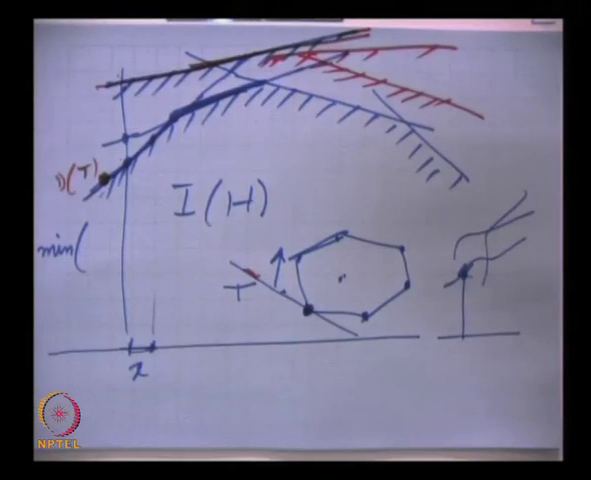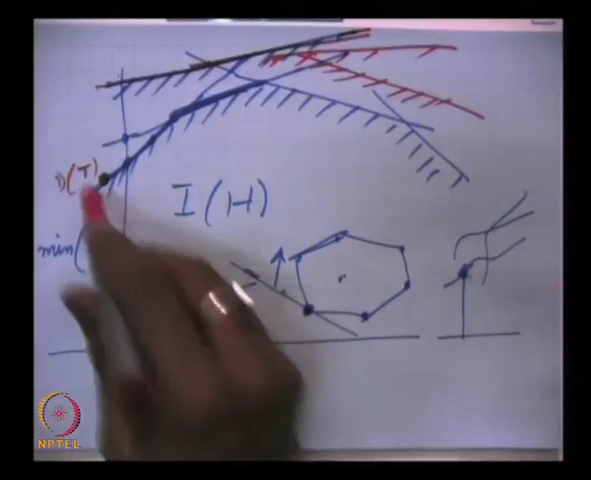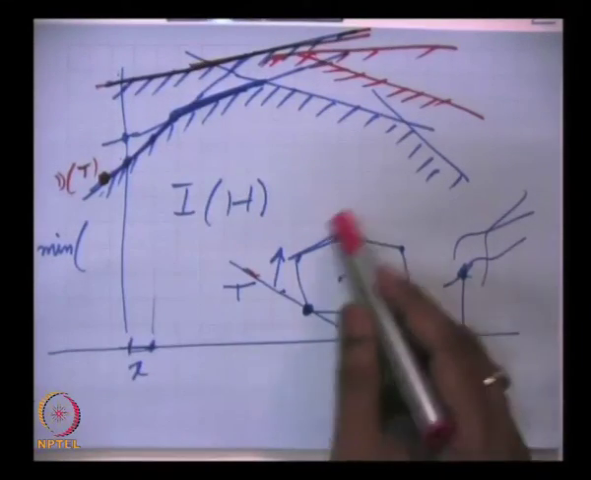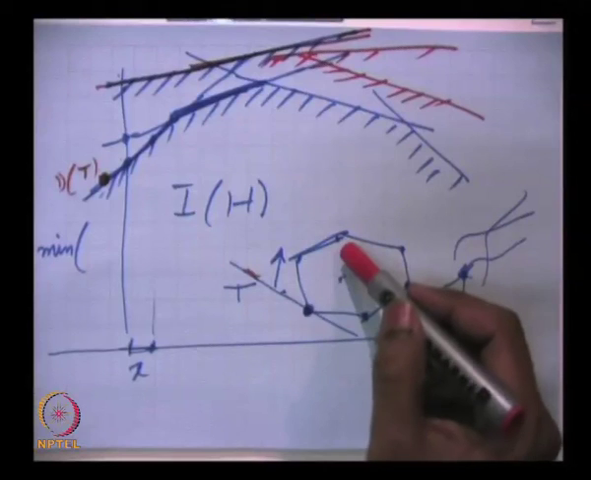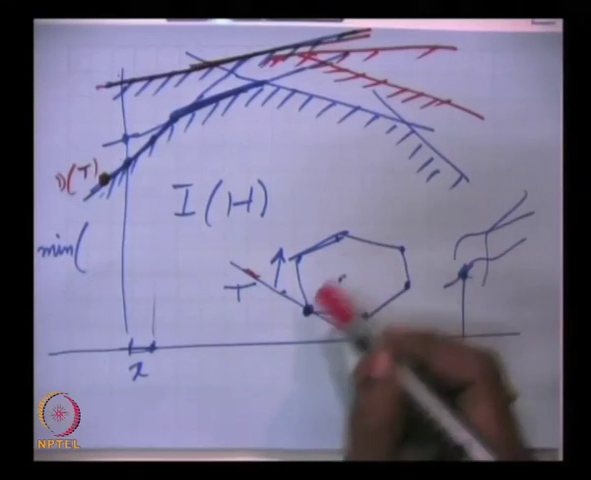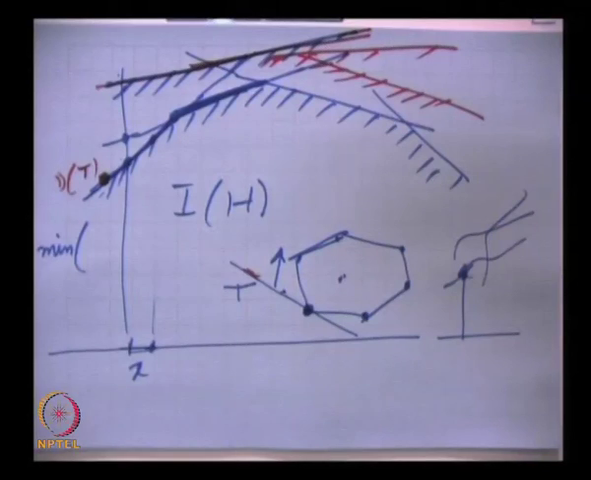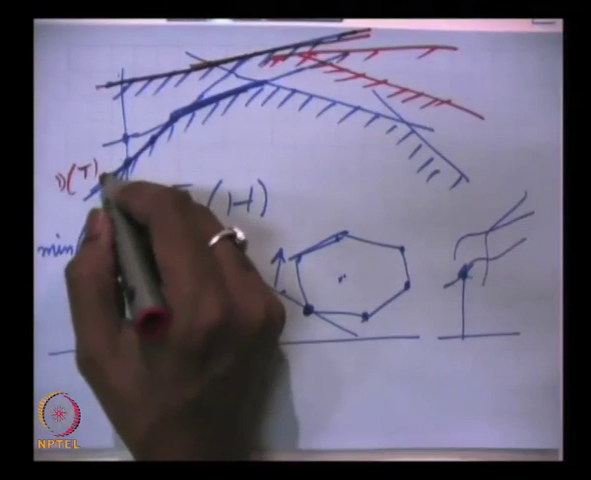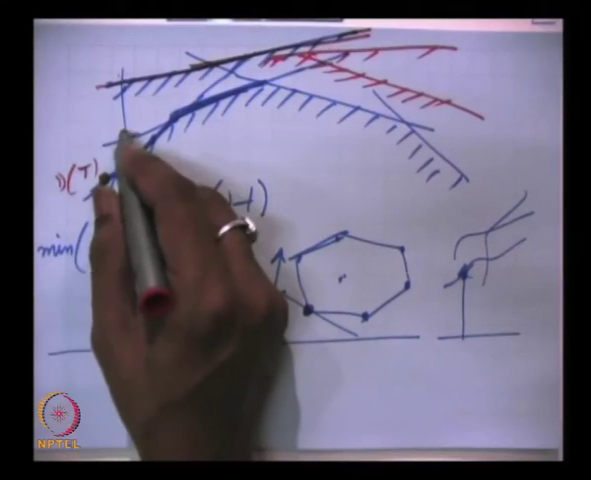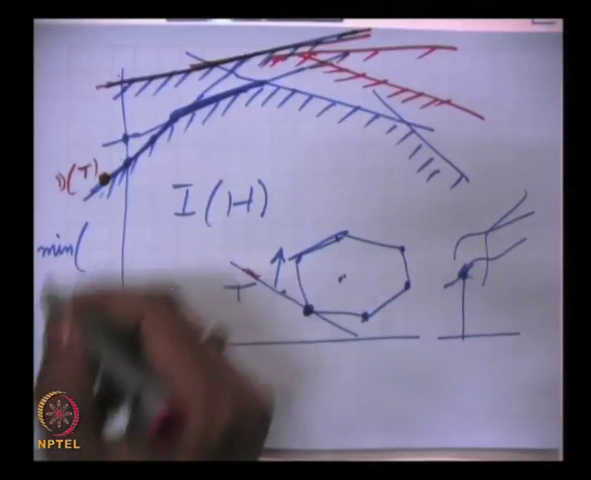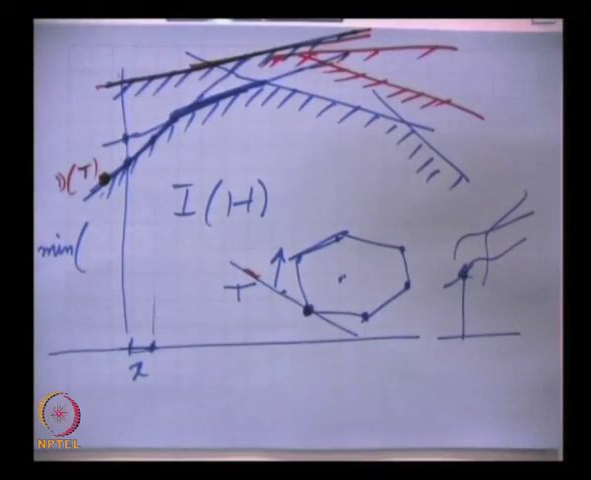So there is a point where all other points lie above this tangent. And at the same time, the dual of t, which is a point, satisfies all the half planes; it is below all of the half planes. That is the proof.